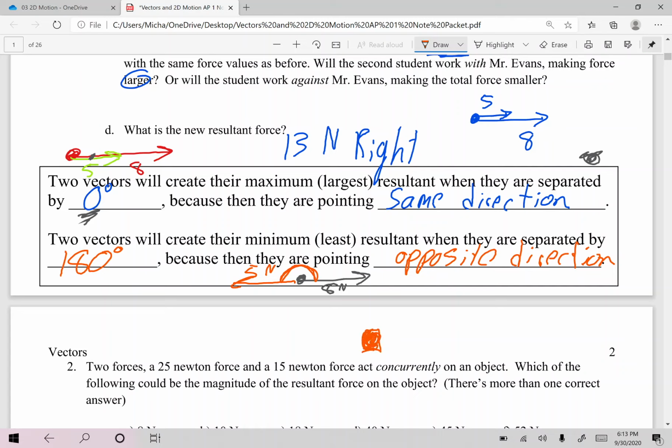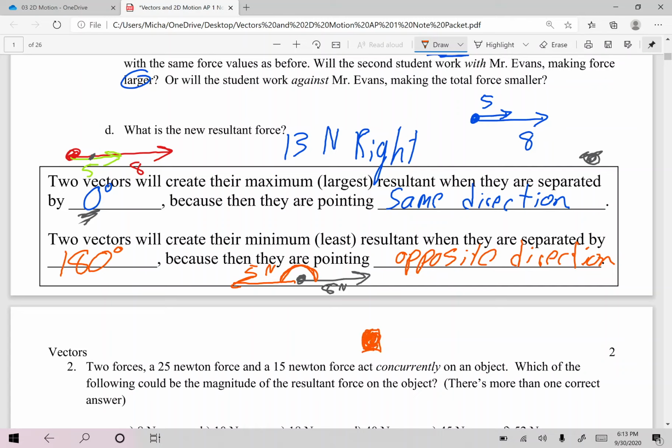So as the angle is closer to 0, that means the two vectors are more in the same direction, and the resultant will be larger. As that angle gets closer to 180 degrees, they're further apart. They're in opposite directions, and the resultant will get smaller.